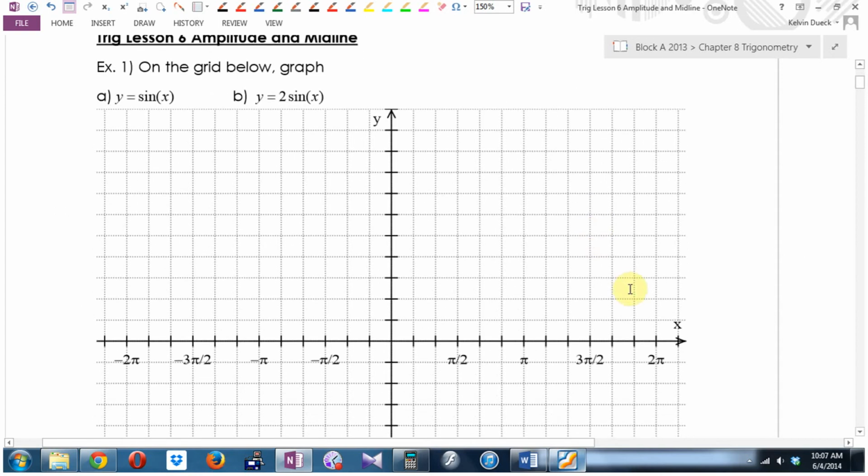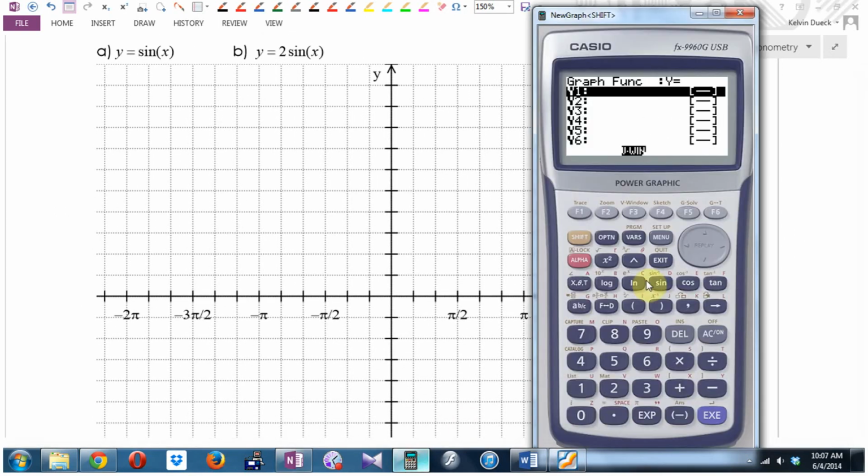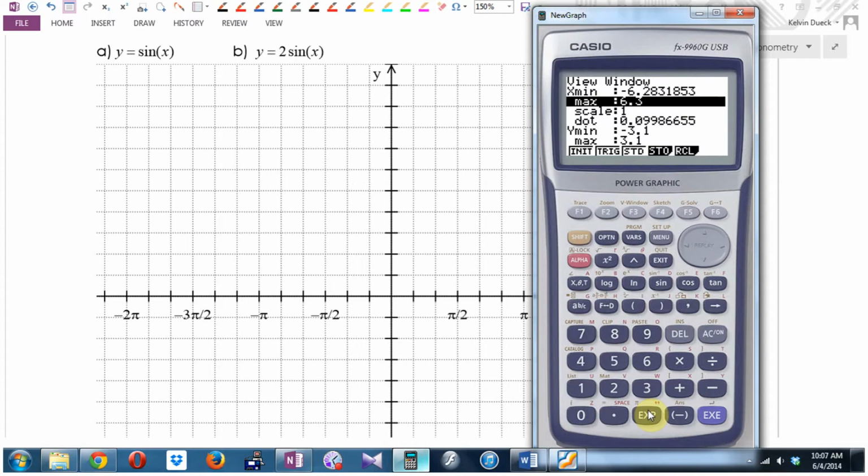So graphing on this grid below, if we go to our graph, let's go into our view window, and I'm going to go from negative 2 pi, and I just type negative 2 pi. Now, as soon as I hit enter, Christina, my calculator will decimalize it. That's okay. Positive 2 pi.